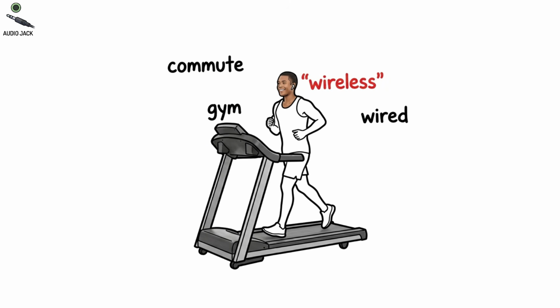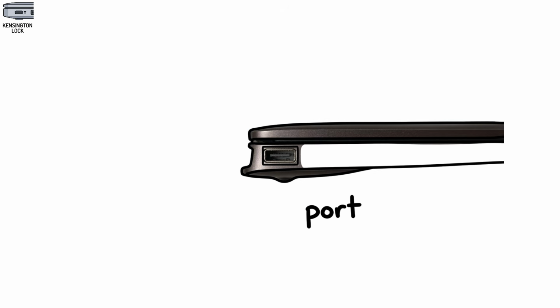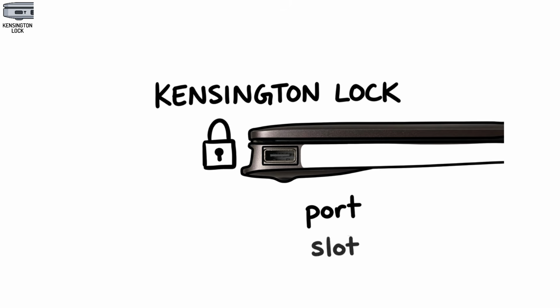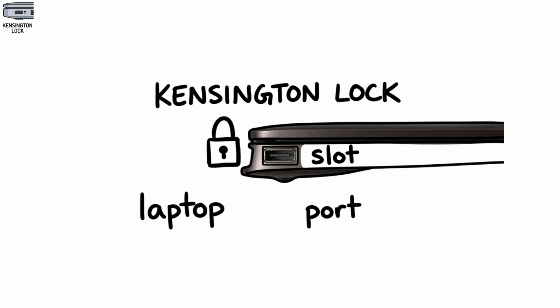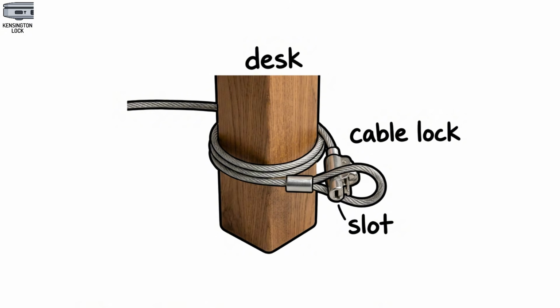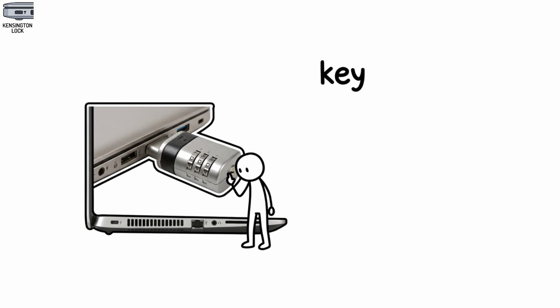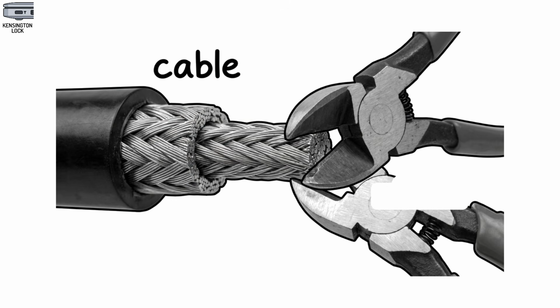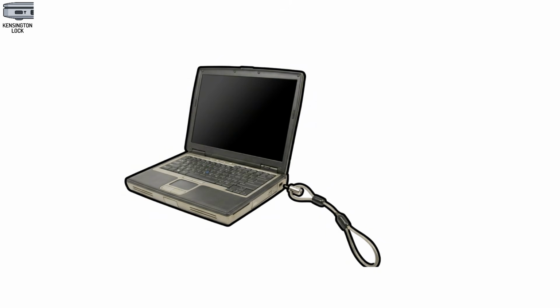Kensington lock. Not every port transfers data. The Kensington lock is a small rectangular slot on the side of a laptop, and its only job is stopping someone from walking away with your machine. You attach a compatible cable lock to the slot. The other end loops around something heavy and fixed, like a desk leg or a table frame. A key or combination code secures the lock. Same idea as a bicycle lock, just smaller. The cable is steel, so cutting through it takes real effort. Enough to stop casual theft.